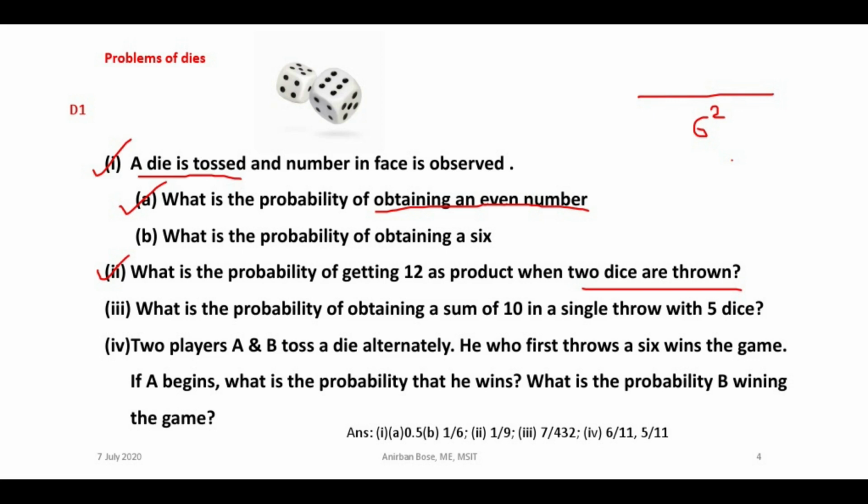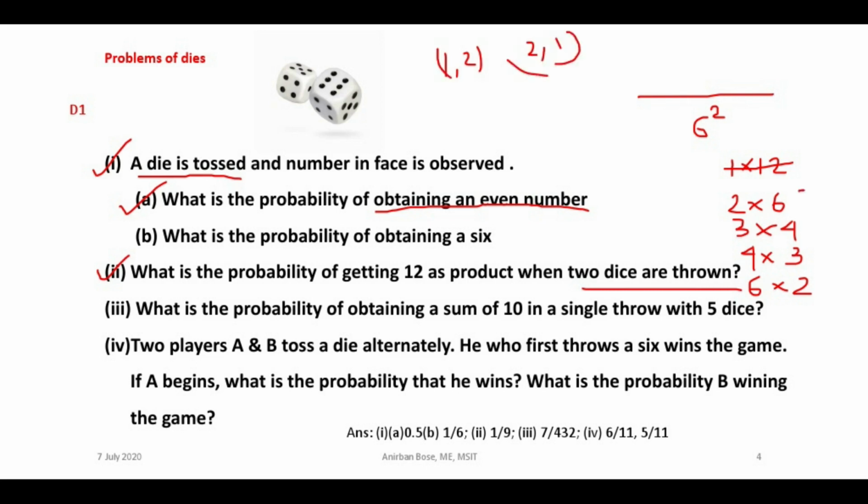So how many ways can 12 be possible? See, it can be 1 into 12, but that cannot be taken because 12 cannot be on a face, right? So 2 into 6, 3 into 4, maybe in the first die it is say 4 and the second die it is 3, first die it is 6 and the second die it is 2, because in the 36 outcomes we have taken all the possible cases, that is 1 2 is also taken and 2 1 is also taken, and then only you will get total 36 outcomes. So again you have to consider these cases.